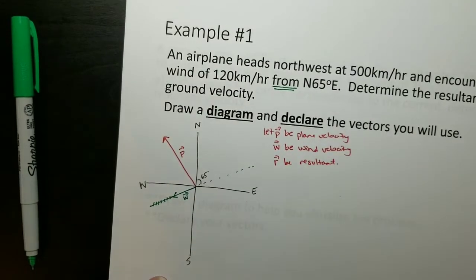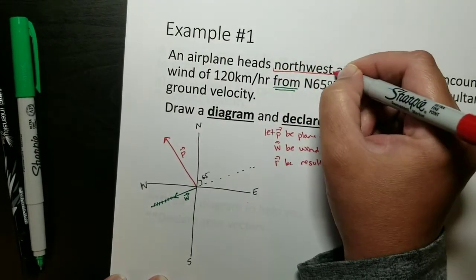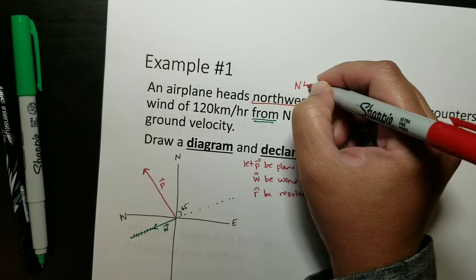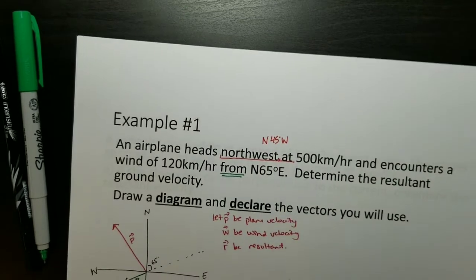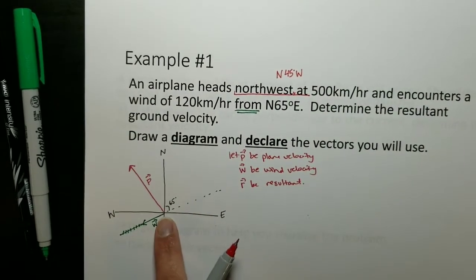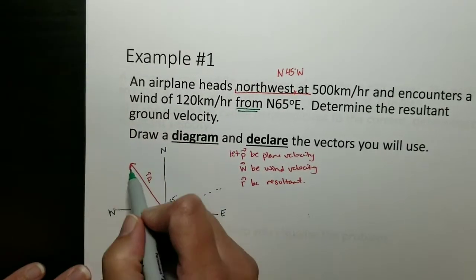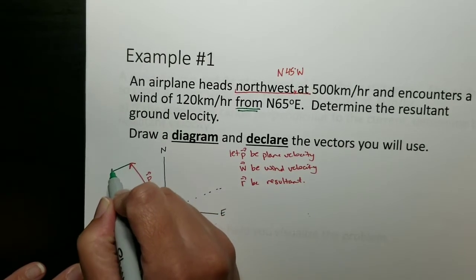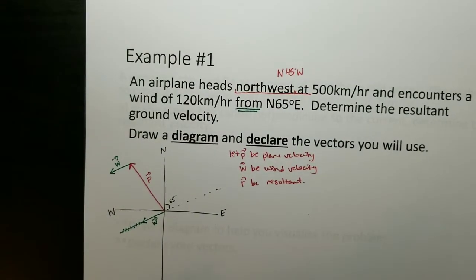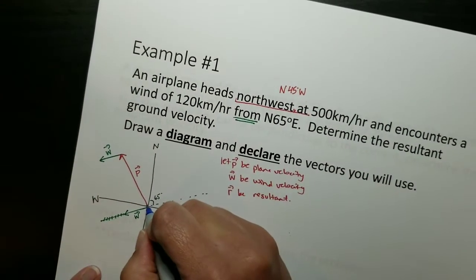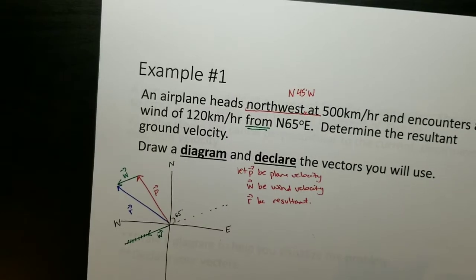Now, just a note, when we have this northwest, if an angle's not given in your bearing, that means north 45 degrees west. So it's exactly at the 45 degree angle there. So we need to draw in our resultant. So I'm going to take the plane, add in the wind velocity, and draw in my resultant. There.